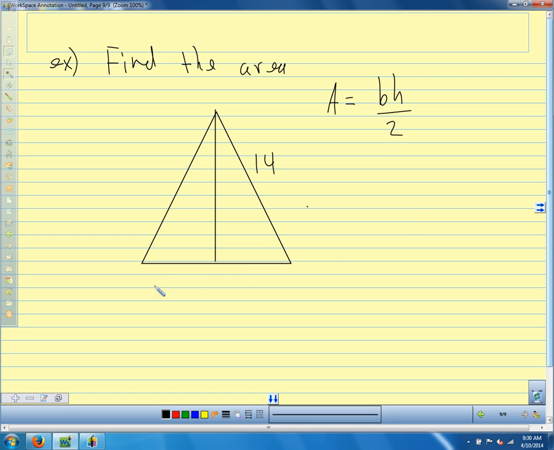Well, here's the base. The base is 14. What does this segment do to this side of the triangle? Cuts it in half, so that little piece is 7. This is a 30, 60, 90 triangle.